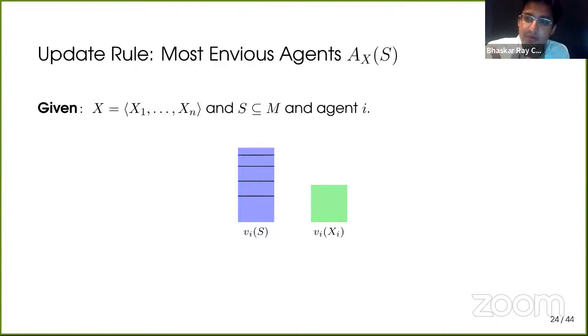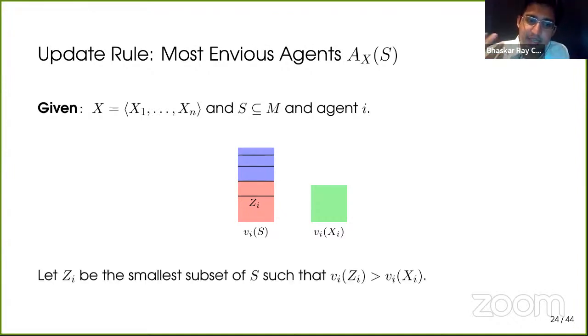Now I want to quantify this envy. How much do you envy? One naive way of doing it is to just look at the difference, like v_i of S minus v_i of x_i. But since the underlying notion of fairness is the existence of envy following the removal of goods, a more natural way to look at it is: okay, there are 5 goods in S, and all 5 goods put together are more valuable to me than my current bundle. However, just 2 goods from S suffice for me to envy this set. So I define Z_i to be the smallest subset of S that agent i still envies. The smaller the size of this subset, the greater the envy that the agent has for the set.